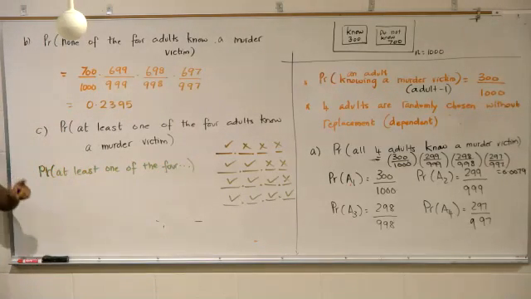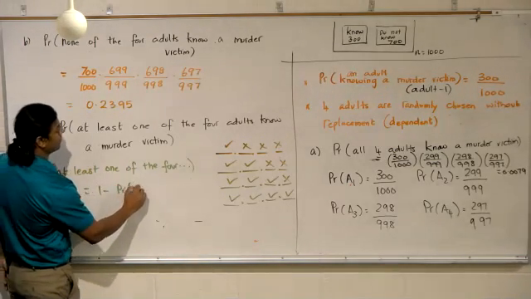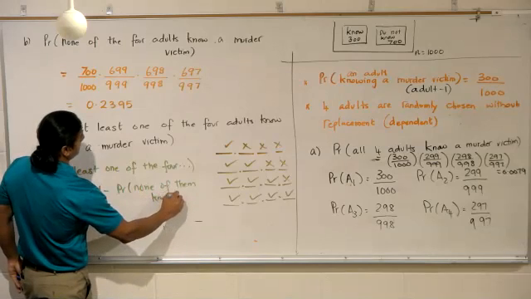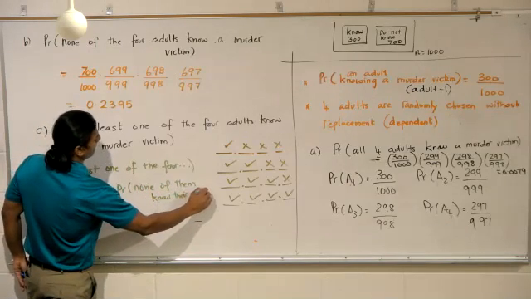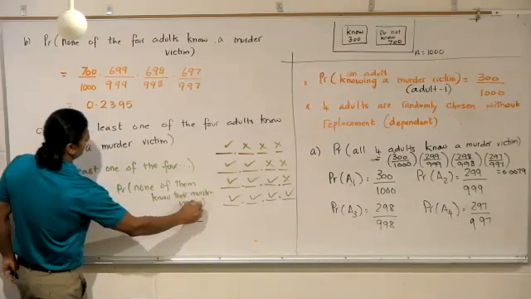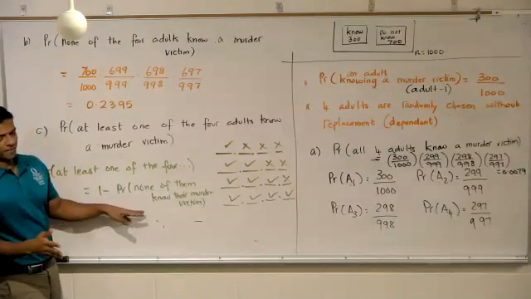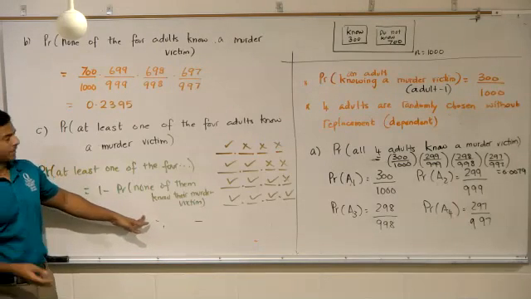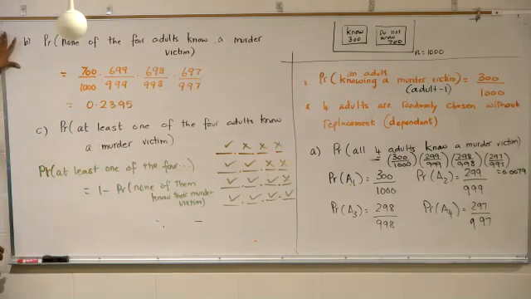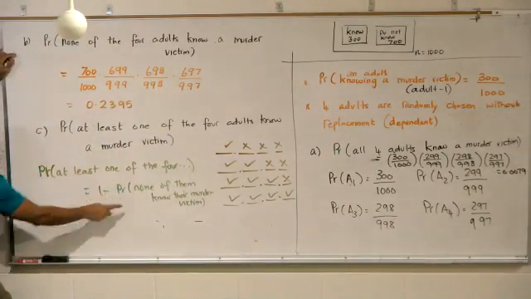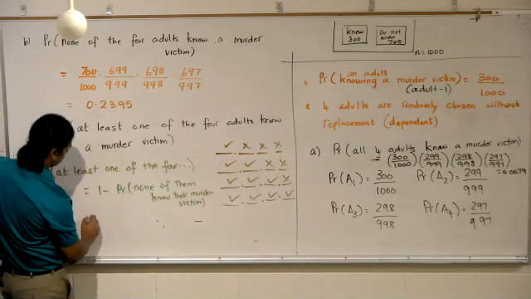So at least one of the 4 knowing a murder victim simply would mean 1 minus the probability of none of them. Semantically speaking, this is the same as saying all 4 of them do not know a murder victim, right? So we already know the answer to that. The first one doesn't know, the second one doesn't know, the third one doesn't know, the fourth one doesn't know. So that probability is simply 0.2395.